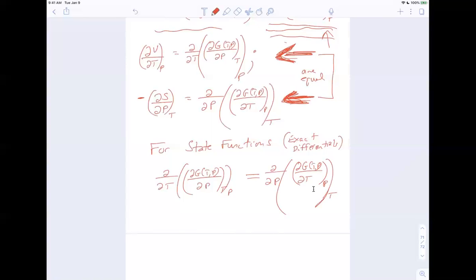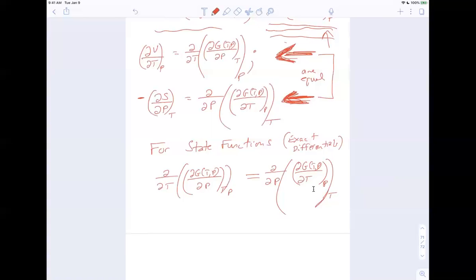So if you have a state function or an exact differential, this is the definition of what that means. G is our state function here, or exact differential, which means that the second order partial derivatives, when you have dT dP or dP dT, they're equal. And that's really all this is.